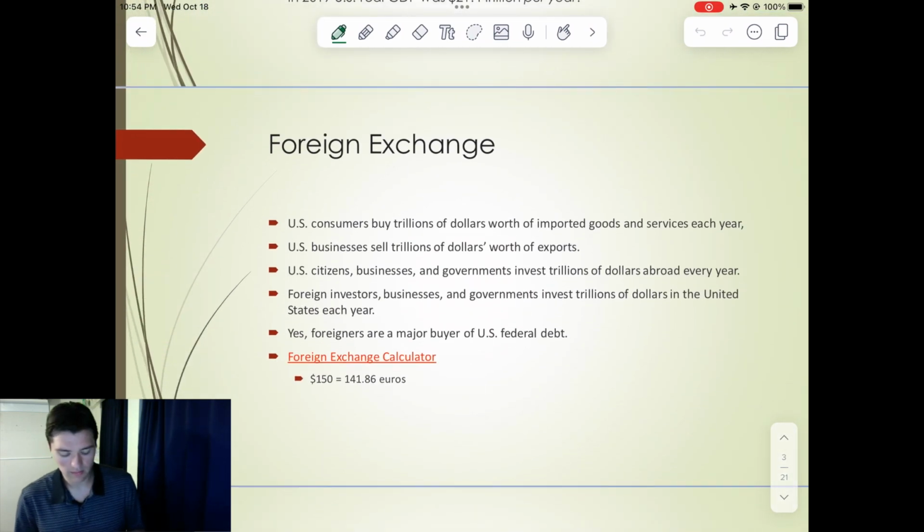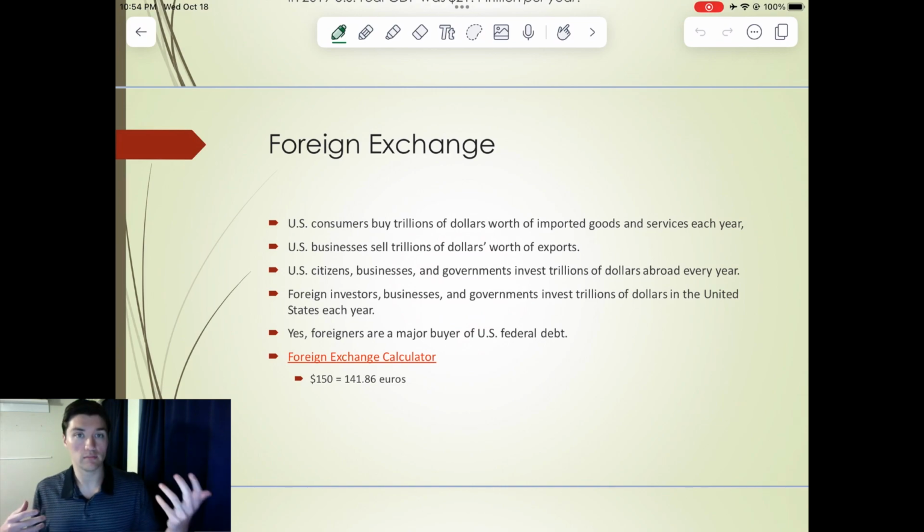So basically how it works is U.S. consumers are buying $1 trillion worth of imported goods each year. So that means U.S. businesses are selling, like if you're buying imports, you also have exports. So U.S. businesses are also selling exports. So U.S. citizens, businesses, and government invest trillions of dollars abroad each year. Now, if we were to flip it around, right, foreign investors and foreign businesses and governments also invest trillions of dollars in the U.S., and this does happen for sure.